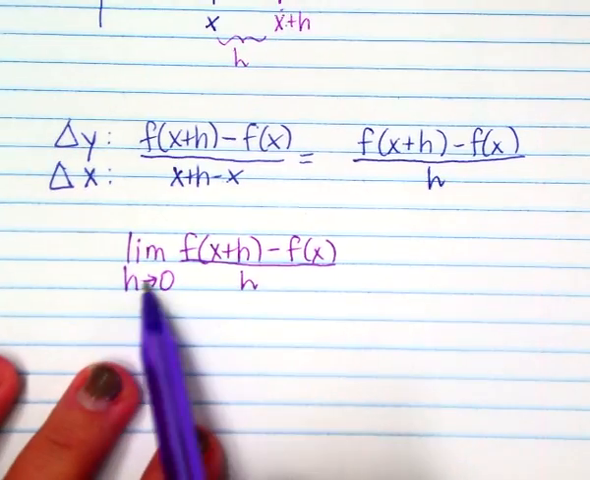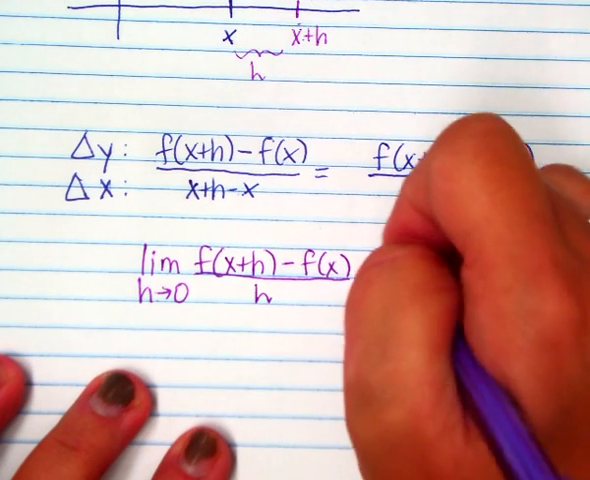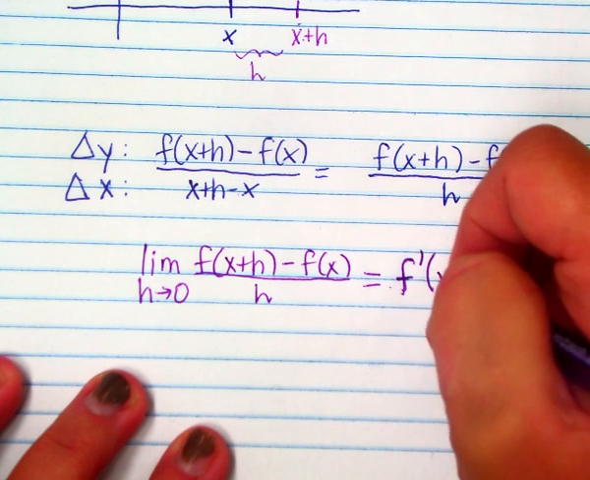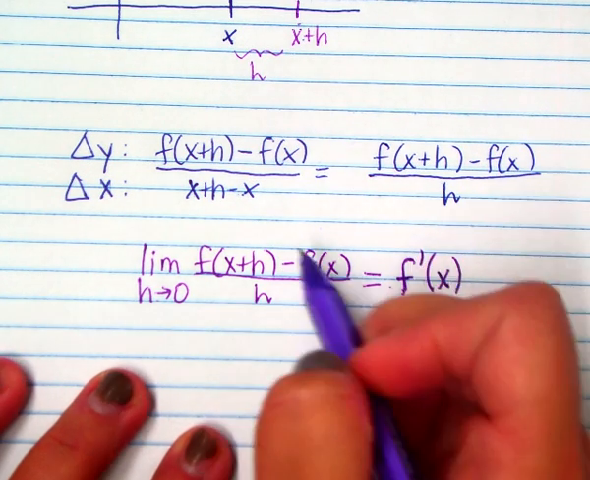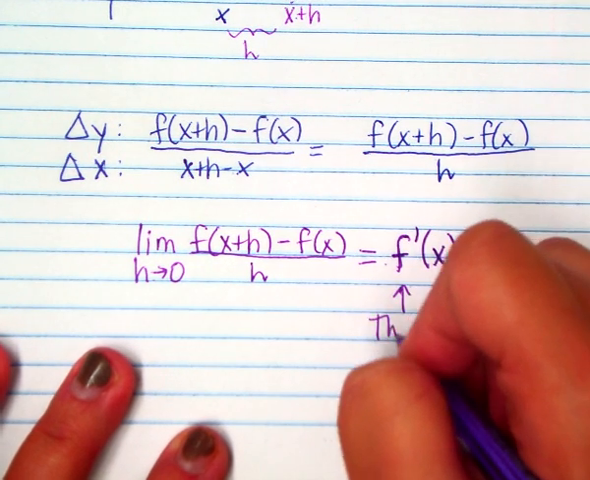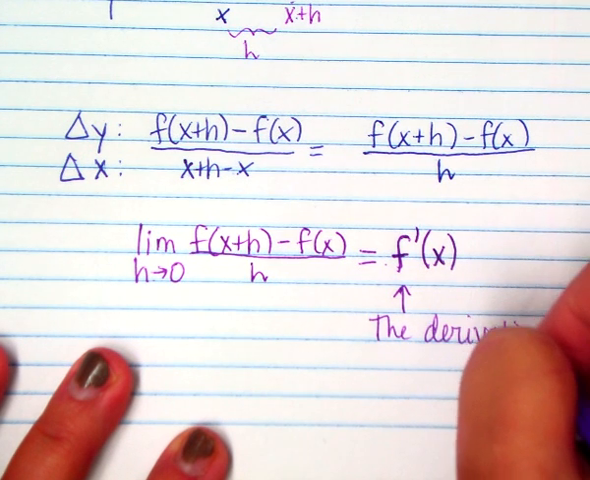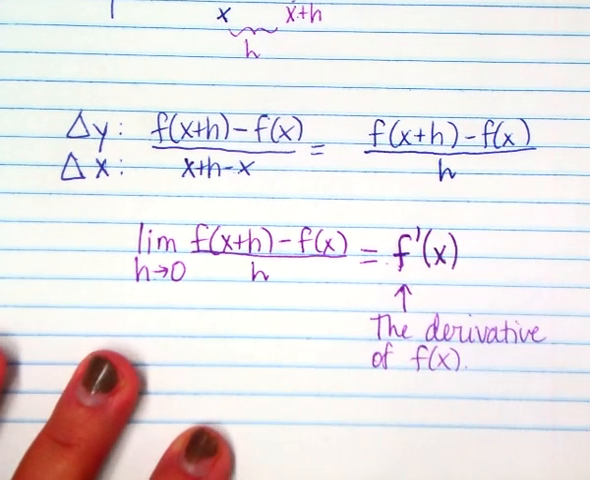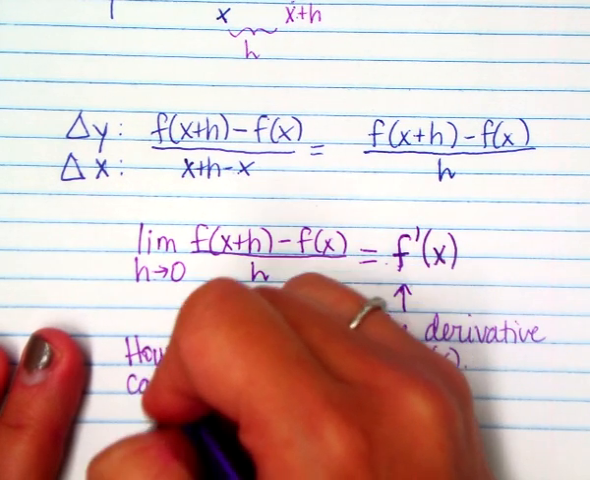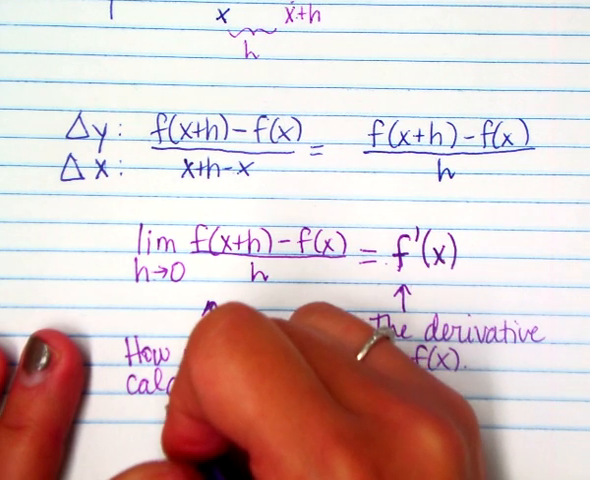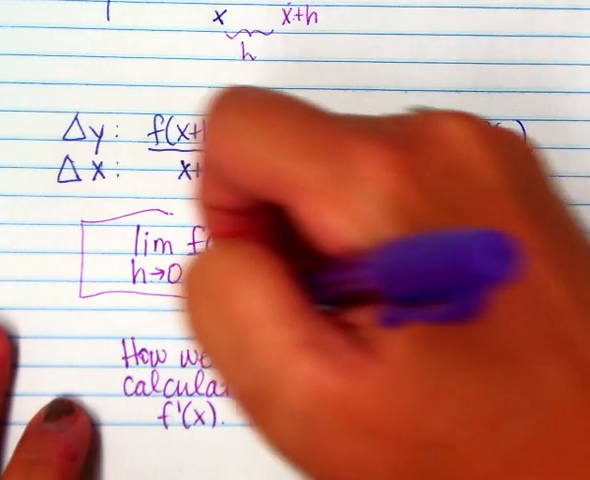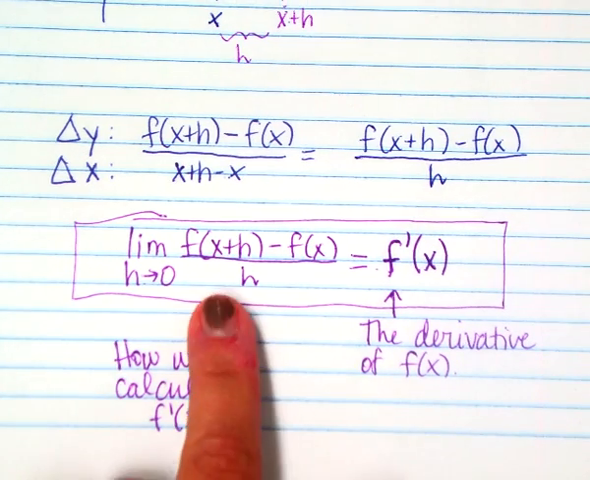So what we call this, some new notation for you, is f prime of x. This is what we call Lagrange notation, I think. So f prime of x is just an apostrophe to represent the derivative of the function f of x. This is how we calculate it. So this is a really big concept right here. This spits out the derivative.